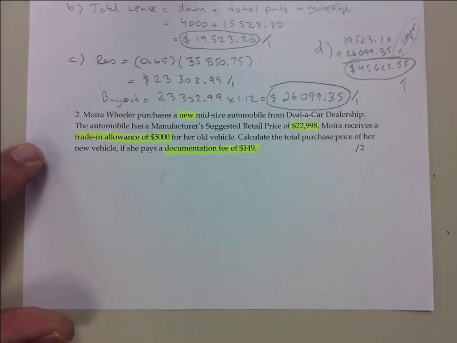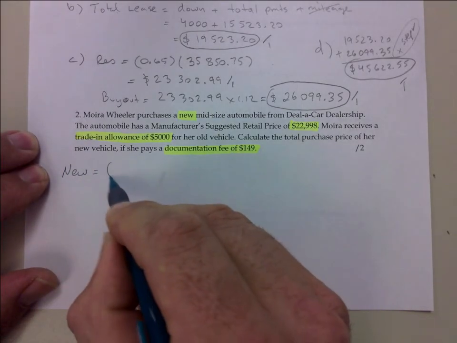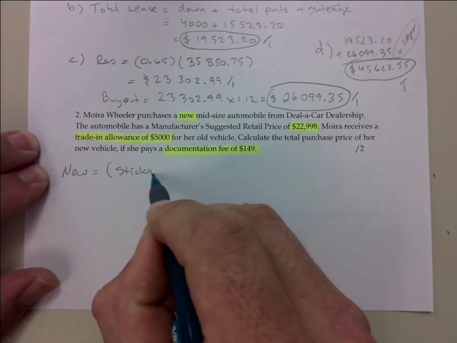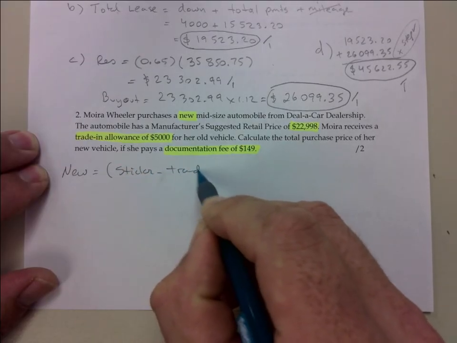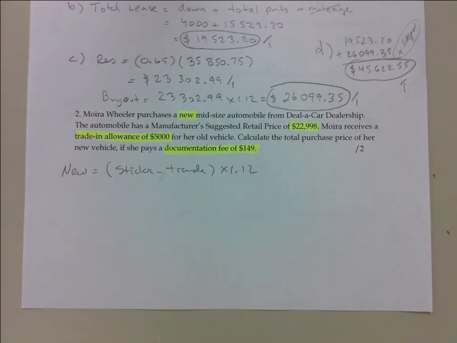Let's say that threw you off right there. You should be able to do everything else, right? So this is new. What does new call for? The sticker minus trade times 1.12. That's, in a nutshell, what it's asking for.